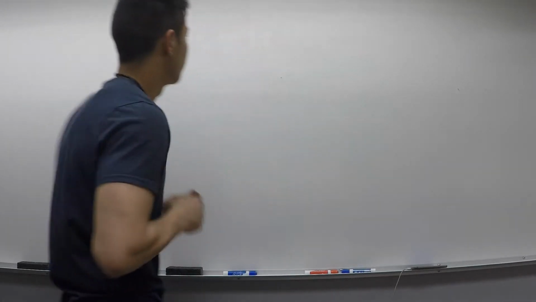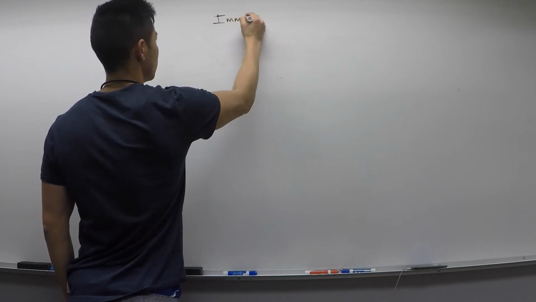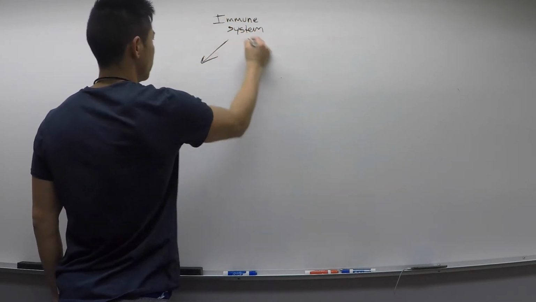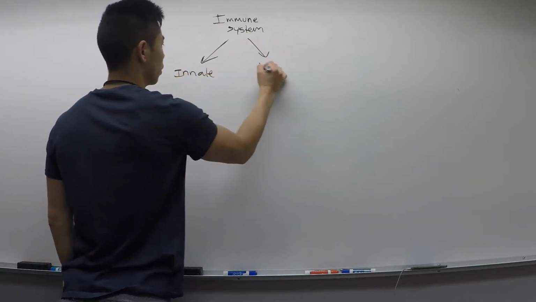How's it going? In this video, we're going to be talking about the cells of immunity. Basically, we're going to break down the immune system into its different component parts and see how these different types of cells work together. First, we want to break down the immune system into two different sections, our innate and our adaptive.